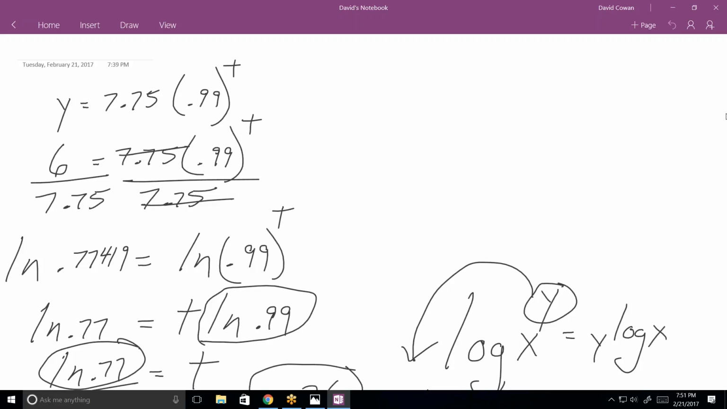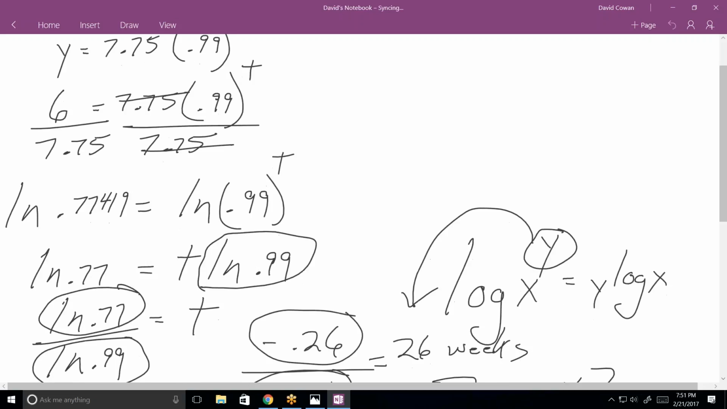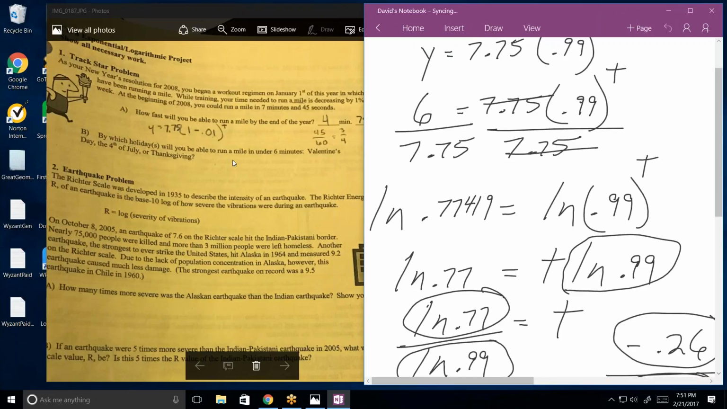Well, now that makes sense. How long does it take to get your time down to 6 minutes? Well, that's going to be less. It's not going to take 52 weeks, right? Right. And the answer we came up with was approximately 26 weeks, which now makes perfect sense. So we did do it right. We made a mistake on part A, and that caused us to have a totally incorrect ballpark figure.